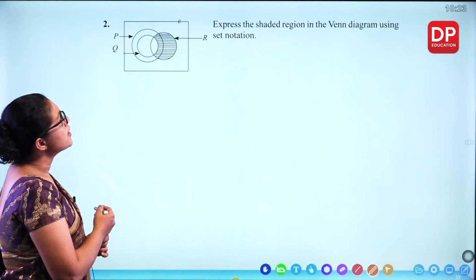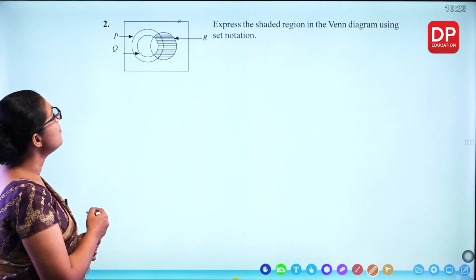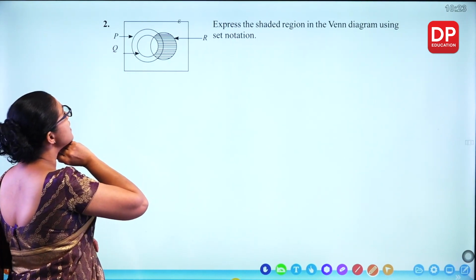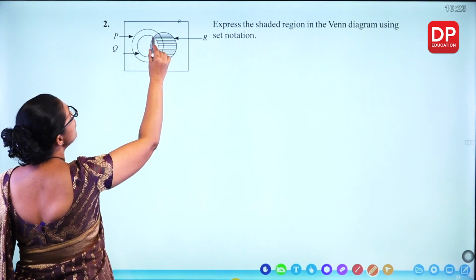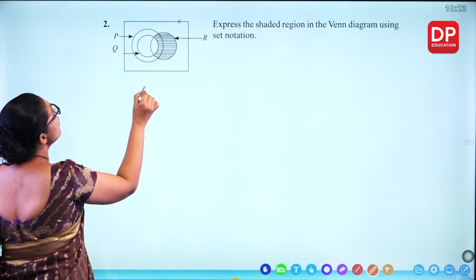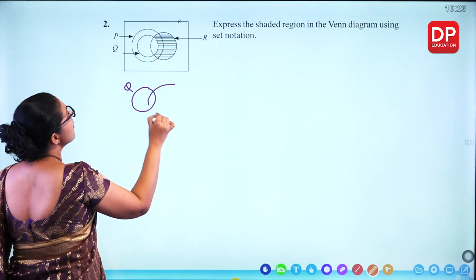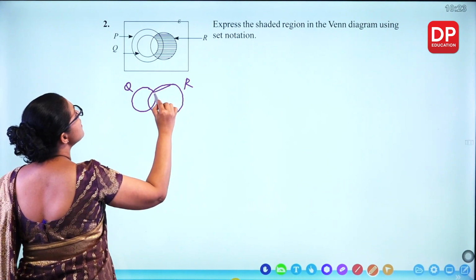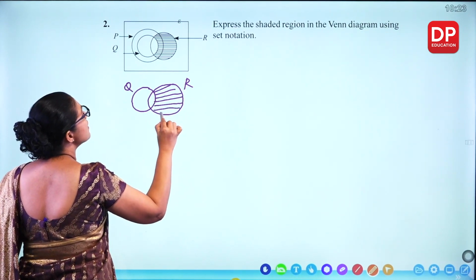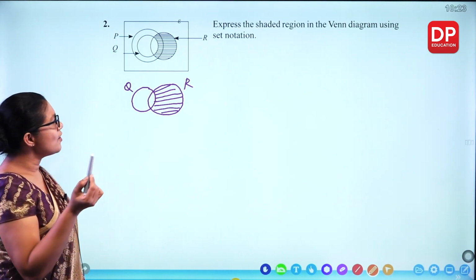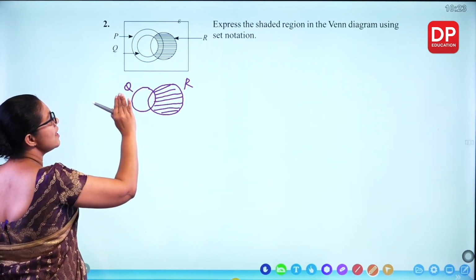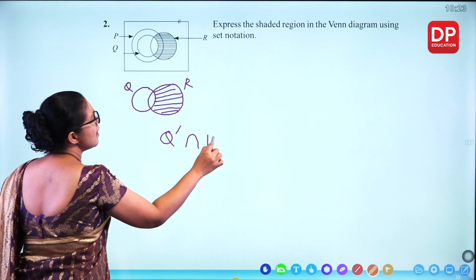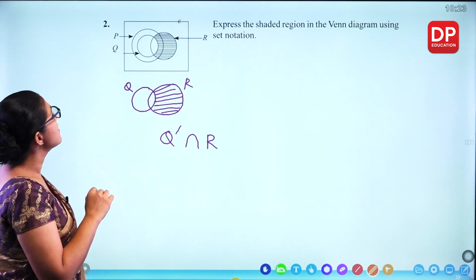Question number 2. Express the shaded region in the Venn diagram using set notation. So look at carefully. P, Q, R, 3 sets are there. So when you take Q and R, what can you see about this? So Q and R, this part is shaded. So if it's separately, you can clearly identify what's this region. Q dash intersects with R. So that's the set notation.